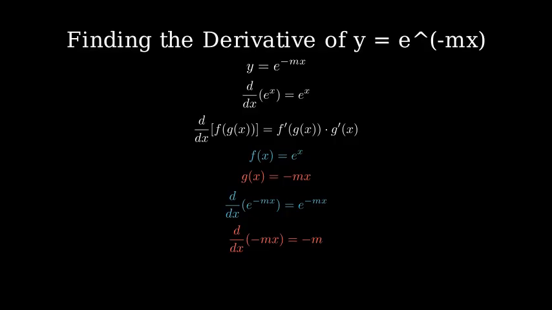Combining these parts according to the chain rule, we multiply them together, e to the negative mx times negative m. Therefore, the derivative of y equals e to the negative mx is negative m times e to the negative mx.